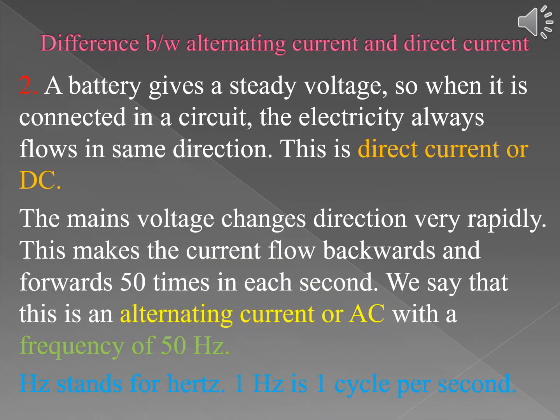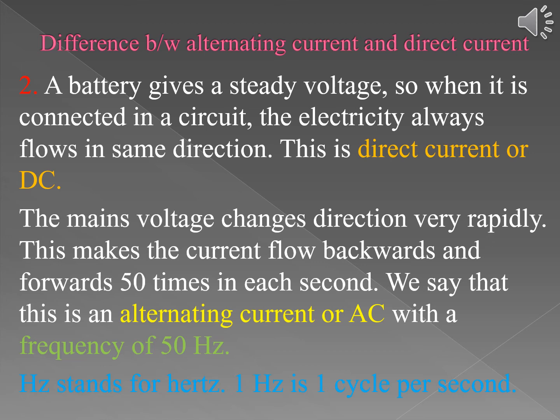Difference between alternating current and direct current. Number 2. A battery gives a steady voltage, so when it is connected in a circuit, the electricity always flows in the same direction. This is direct current, or DC.